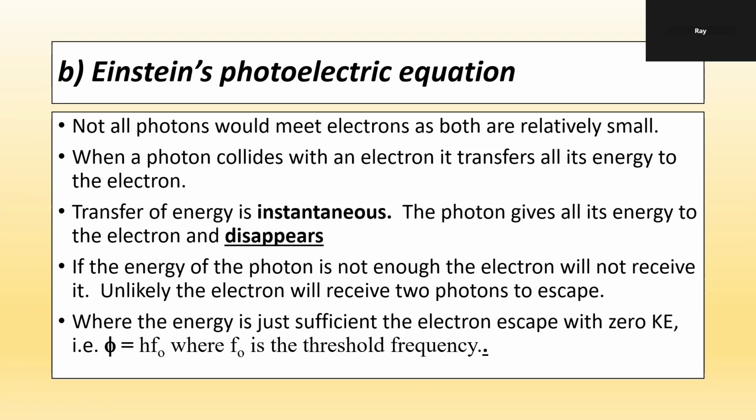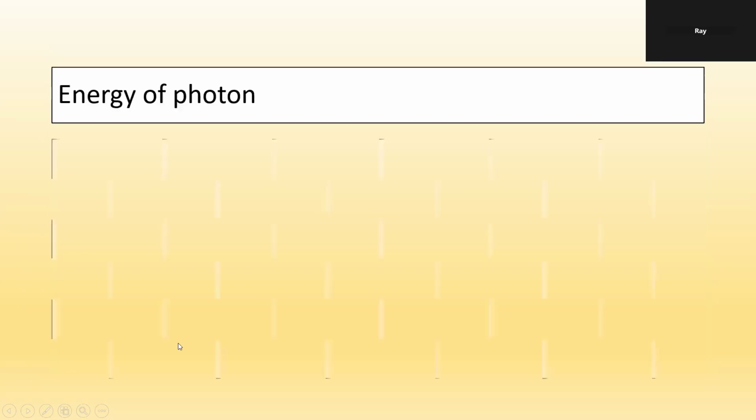For an electron to escape, the photon must have energy equal to or greater than the work function of the metal. When the energy of the photon is greater than the work function of the metal, the electron is emitted with maximum kinetic energy. It's unlikely the electron will meet two photons at the same time. We are just repeating.